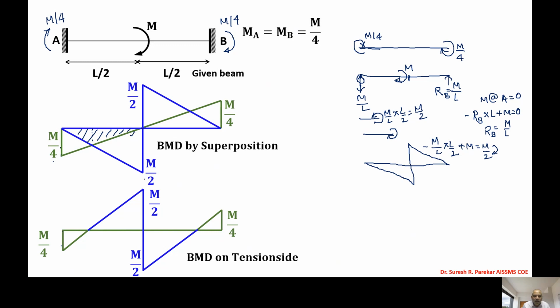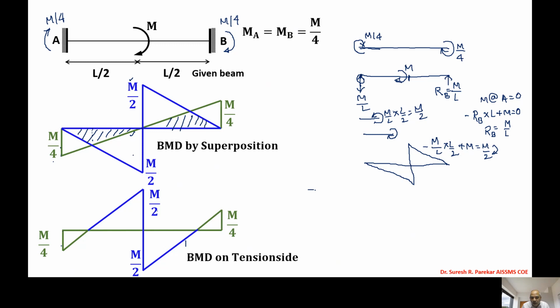So this is M by 2, but this is on compression side. We have to plot on tension side, so it will go up, which will be M by 2. Now this we have to plot on tension side, so we plot below M by 2, and this will be again as it is. So these common portions we have subtracted, and then we are going to get this BMD on tension side. So we have to plot like this.